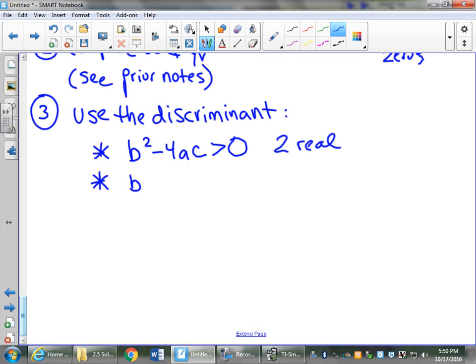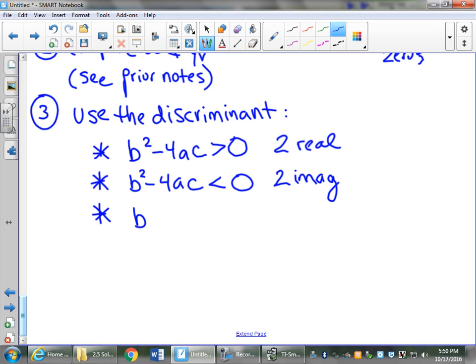But if the b squared minus 4ac is less than 0, meaning you have a negative number underneath the radical, so just think of negative underneath a radical, that means you're going to get imaginary. So you're going to get two imaginary solutions, two imaginary zeros. And you would visually see no x-intercept on the graph.